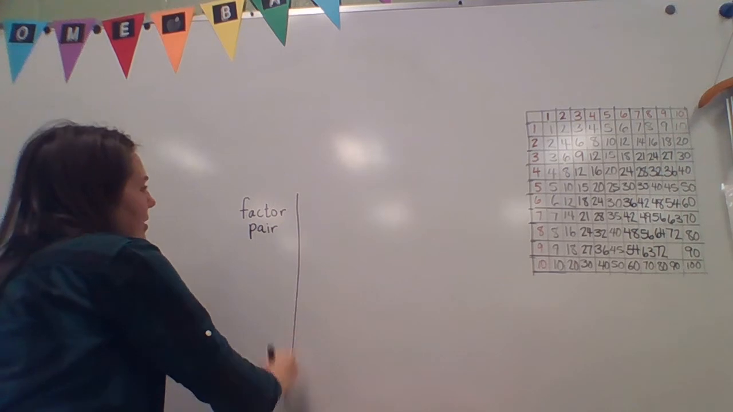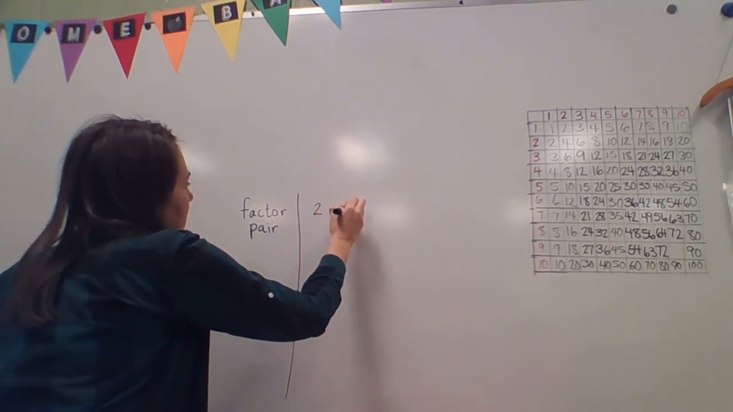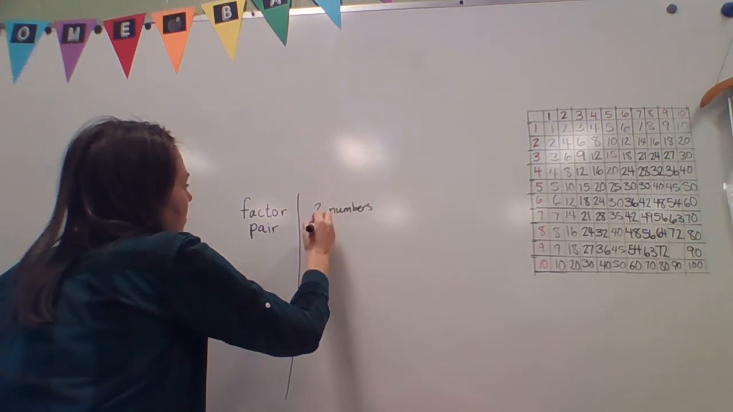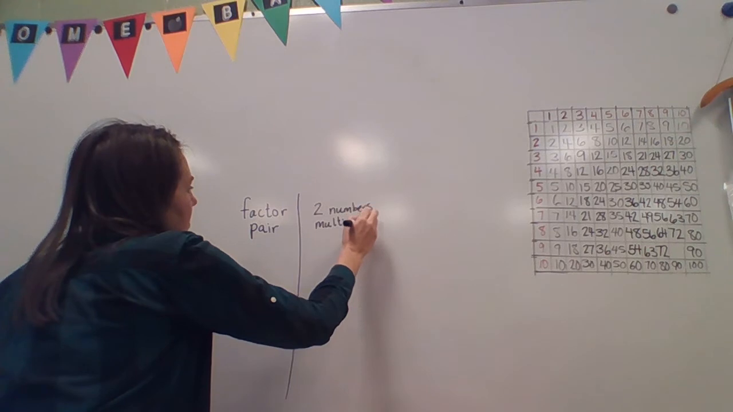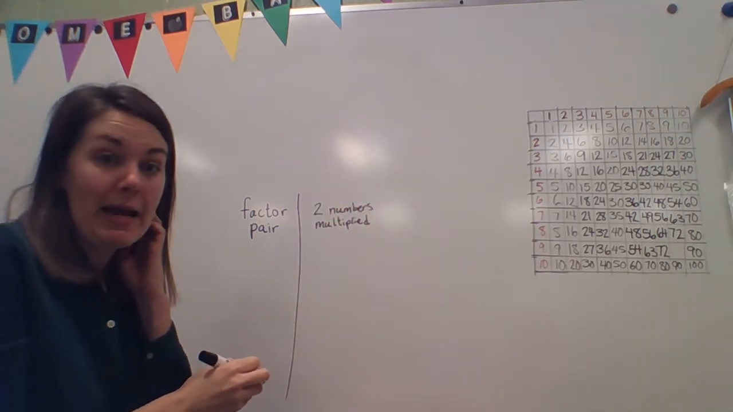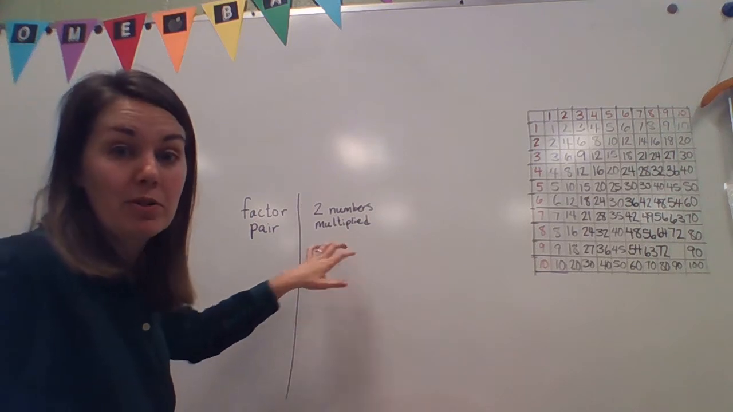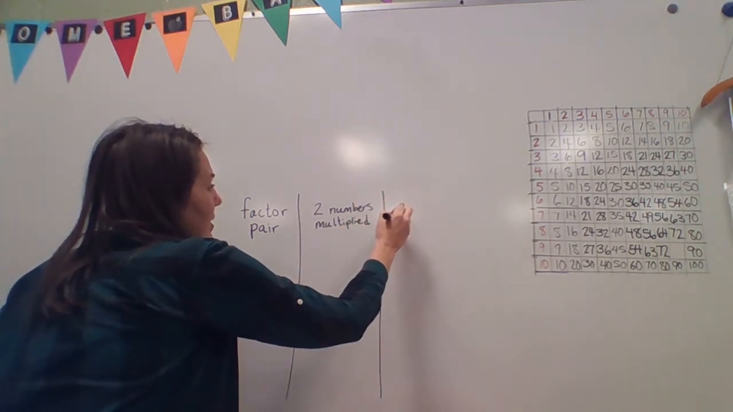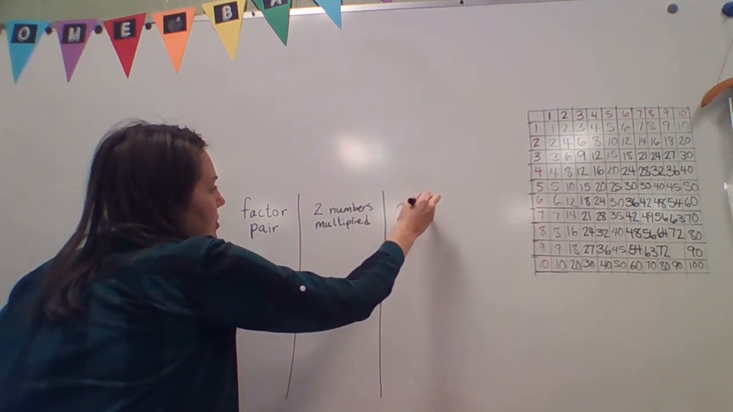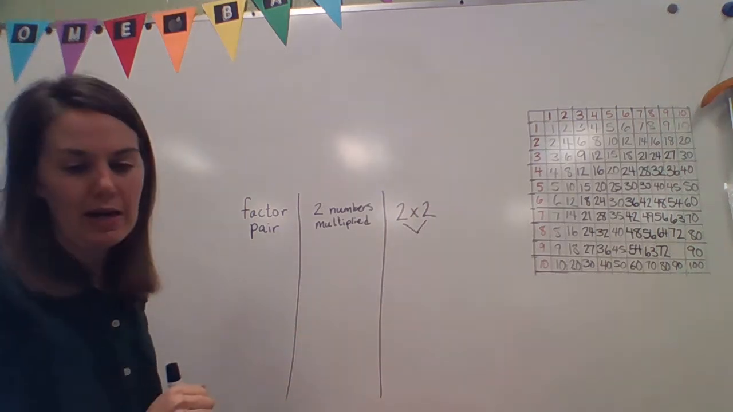A factor pair is two numbers multiplied, right? So we have two numbers. A pair means two of, and factors are numbers that we are multiplying. So two numbers multiplied together. An example would be we have 2 times 2. That would be our factor pair. Okay.